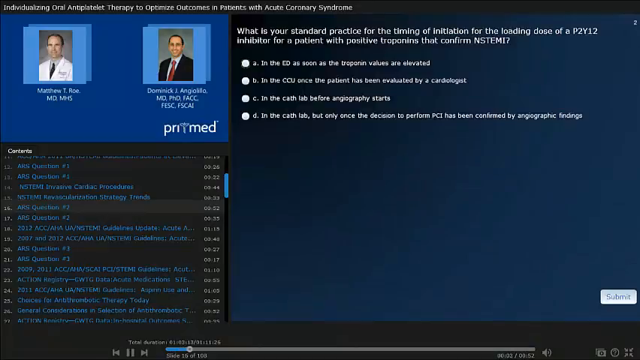So the next question is, what is your standard practice for the timing of initiation for the loading or initial dose of a P2Y12 inhibitor for a patient with positive troponin levels that confirm a non-STEMI? So let's presume this is a patient who was not taking a P2Y12 receptor inhibitor at home. So the first answer is in the ED as soon as the troponin values are known to be elevated. Number 2 is in the CCU once the patient has been evaluated by a cardiologist. 3, in the cath lab before angiography starts. And 4, in the cath lab, but only after the decision to perform PCI has been made based upon the angiographic findings. So this gets to the question that Dr. Libby was addressing earlier of the different differences in where these agents are started.